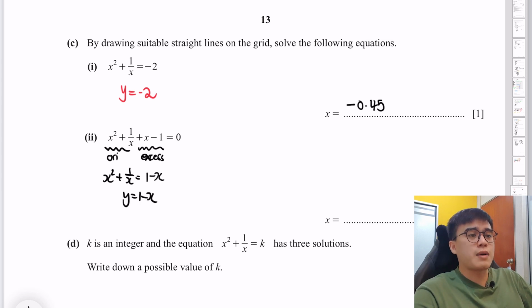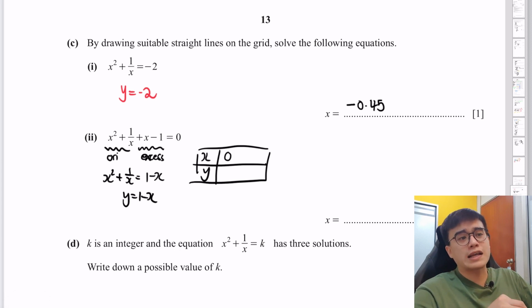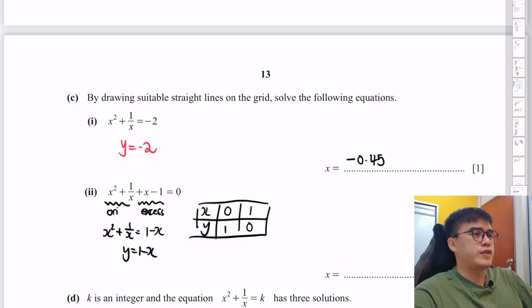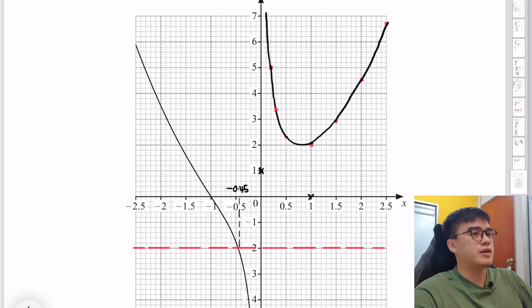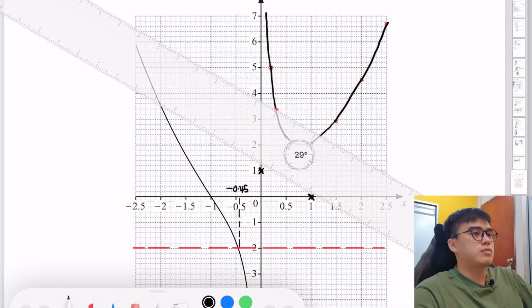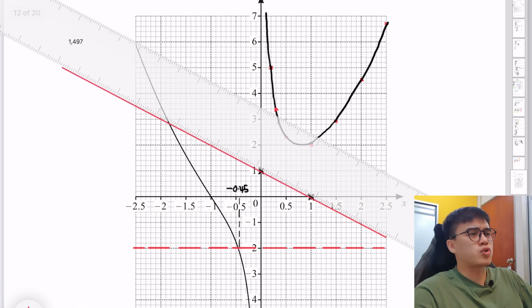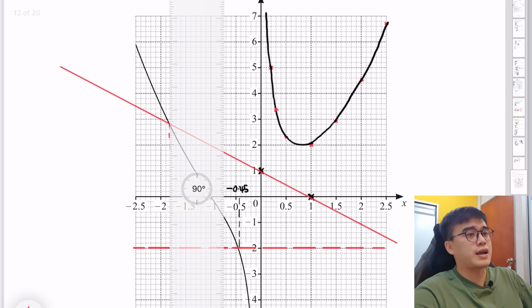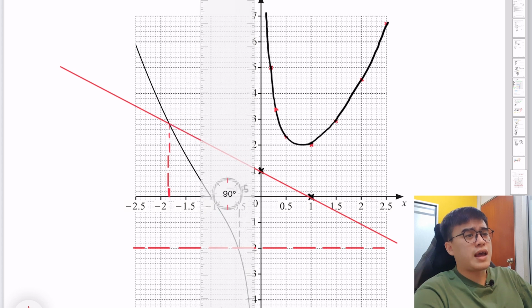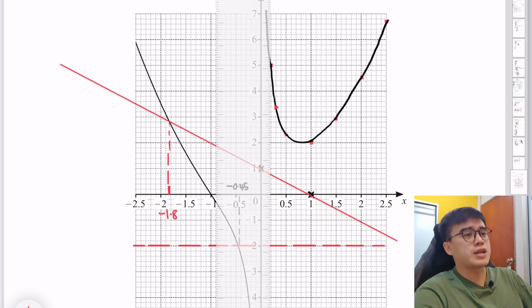With this, I came up with a table where I list the possible coordinates. Let's say when my x is 0, my y will be 1, and when my y is 0, my x will be 1. So with this, I'm able to plot these 2 points and proceed with drawing the line here. I use the red line to draw this out. The answer will be where the red line connects with the black line there. Then the result should be somewhere around negative 1.85.